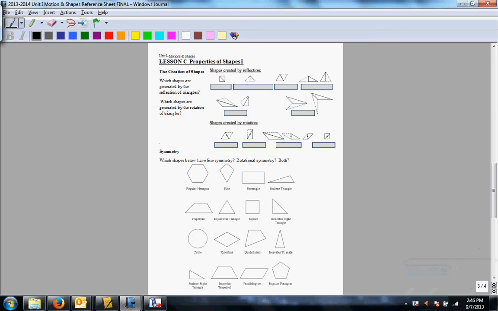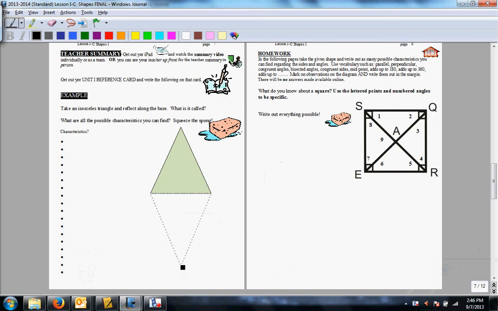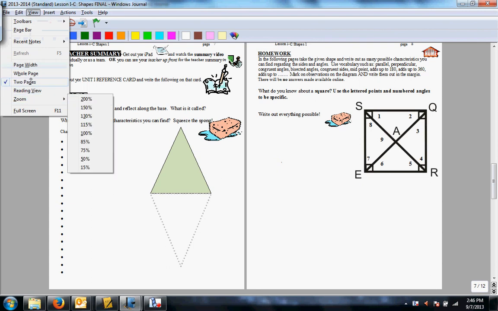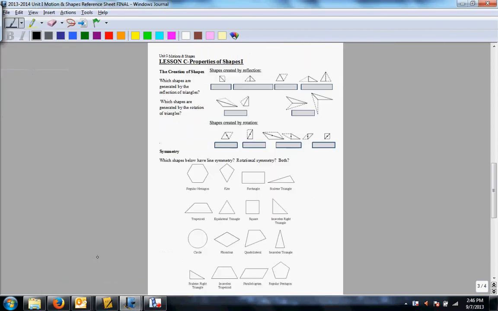Okay, students, this is the teacher summary for Unit 1, Lesson C, Property of Shapes. You should have your reference card in front of you as well as your handout right here, this page, page 7. Let's go to your reference card first. You should have worked for several minutes with your team using translation, rotation, and reflection to make different shapes.